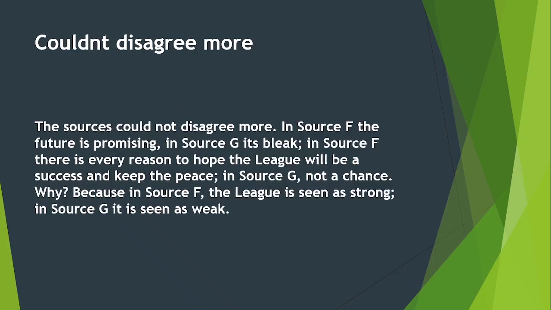So the sources couldn't disagree more on their big messages. And note the strength of my evaluation. Couldn't disagree more. In source F, the future is promising. In source G, it's bleak. In source F, there is every reason to hope the League will be a success and keep the peace. In source G, not a chance. Why? And this would be another point, because in source F, the League is seen as strong. In source G, it is seen as weak.